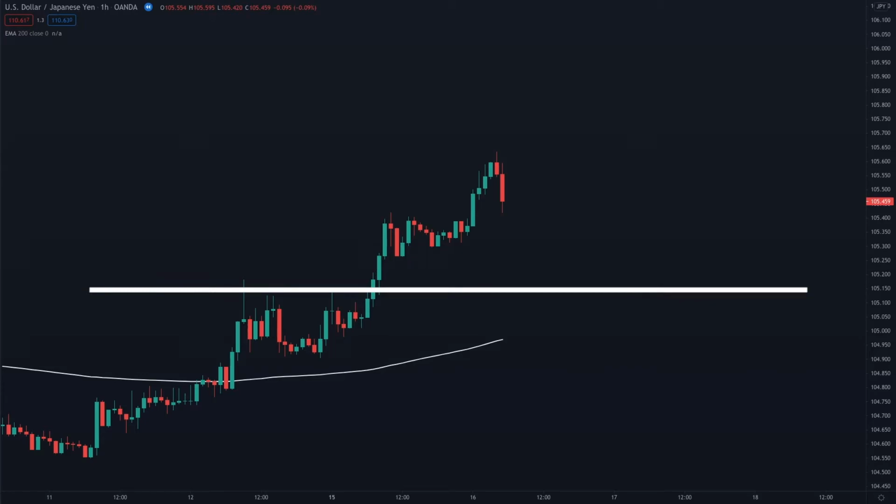The first step that we need to take before we add our Fibonacci retracement tool to our chart is to identify the swing points that we'll be using for this trade. I've identified this candle as my swing low, and this candle as my swing high. Now let's mark our Fibonacci retracement tool onto our chart.